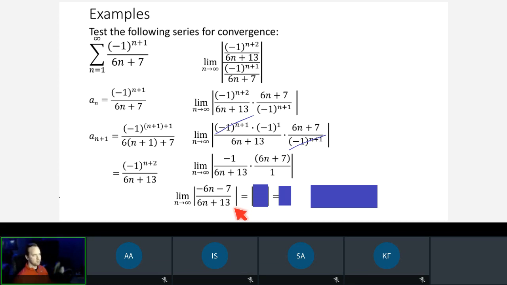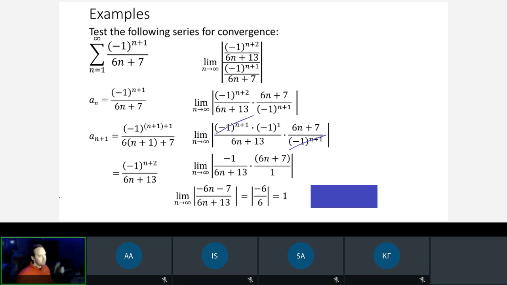Yep, the coefficients. Take the coefficients of those variables. So -6 divided by 6. Absolutely. Okay, what is -6 divided by 6? -1. And what's the absolute value of -1? 1.